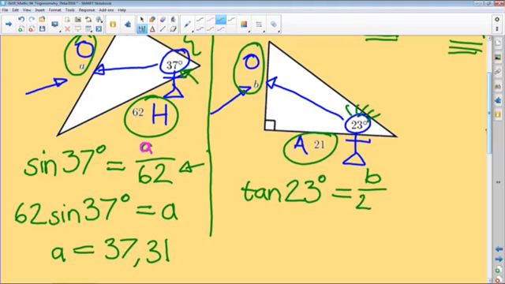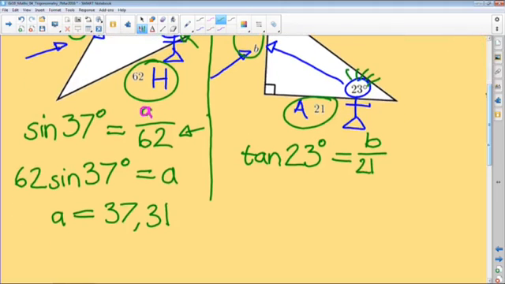So tan of 23 degrees is equal to opposite, which has a value of B, over adjacent, which has a value of 21. Once again, we're solving for an equation, but which part are we solving for? If you said B, you would be correct. So we need to get B by itself. 21 is dividing B, which means it's going to multiply on the other side.